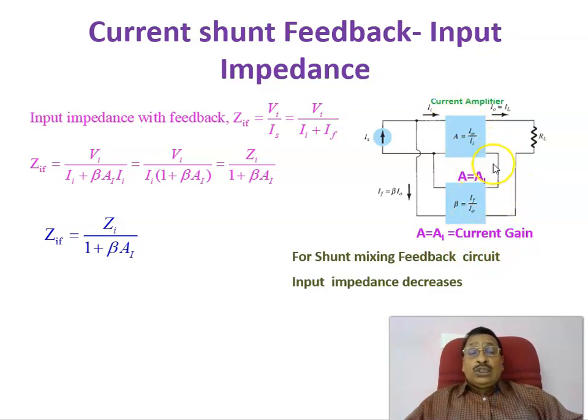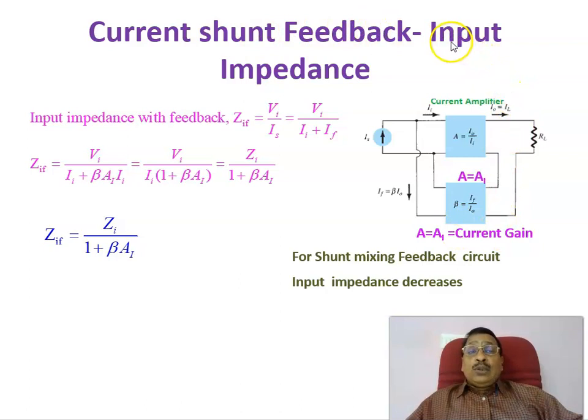Here a portion of the current is taken, and the feedback is equal to the output current I0 divided by IF, or we can say IF is equal to beta times I0. That is subtracted from the source current IS, and the resultant current Ii is given to the amplifier, which is a current gain amplifier. That output is given by I0, which is equal to the current gain Ai into the input current Ii. Therefore, this is a negative feedback circuit with a current shunt topology, the current shunt feedback circuit.